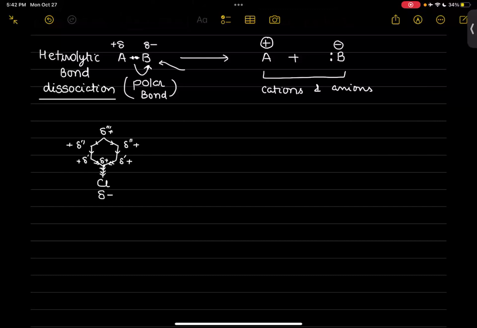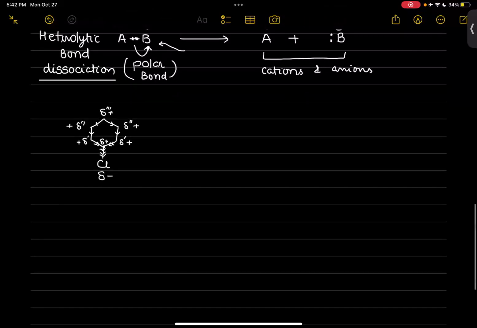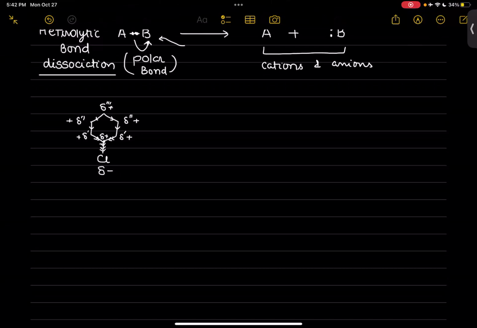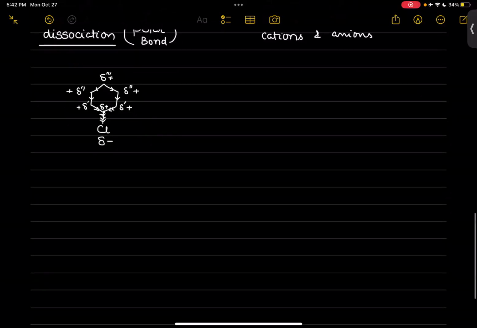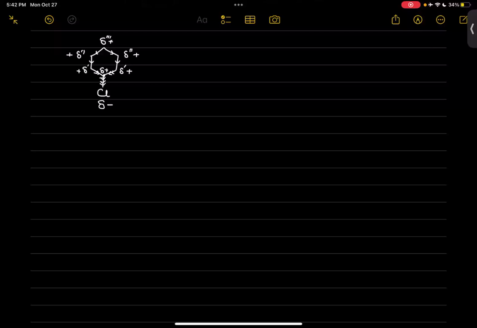Clear? Okay, so this is how it is happening. You just need to decide who is more electronegative and who is less electronegative. For homework, you can try problems 12.14 and 12.15 from your NCERT. That will help you understand this. We have already covered that.